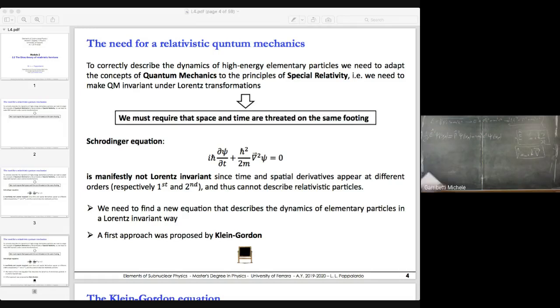And now we substitute the expression of these operators into our equation, okay? So, taking proper account of the signs, this is minus 1 over c squared, h bar squared, d in the t, so the second derivative of the wave function, is equal to minus h bar squared, nabla squared acting on the wave function, plus m squared c squared psi of x mu.